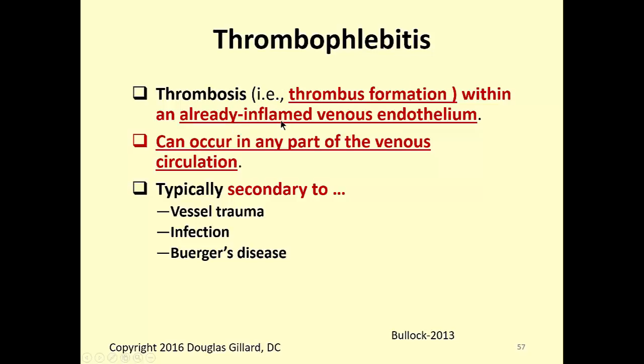Thrombophlebitis, so it occurs on top of the inflamed vessel. Another differentiating factor is that it can occur in any part of the venous circulation: the arms, the brain, dural sinuses, anywhere. It's typically secondary to an infection or some type of trauma after an injury, or Buerger's disease. Remember we talked about Buerger's, the smoking disease.